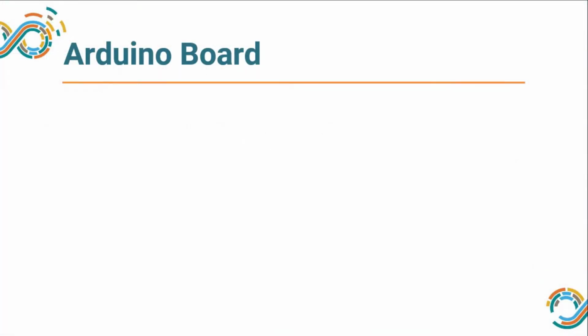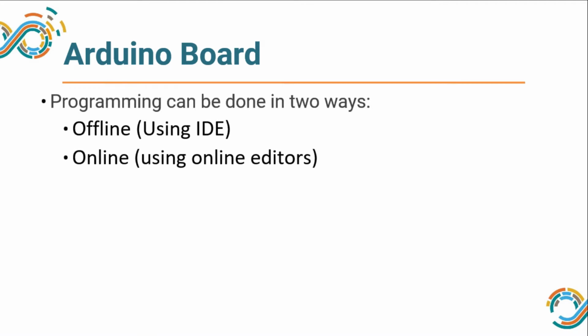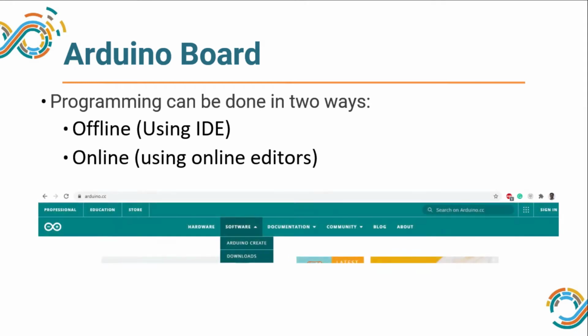So first of all, we have our Arduino board and we can program it in two ways. One is the offline editor and one is the online editor. For both of them, we have to access the official website of Arduino. When we go to the official website, which is arduino.cc, in the software section, we can go to the downloads.